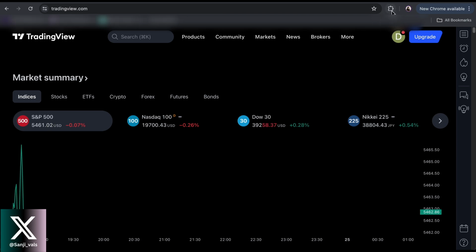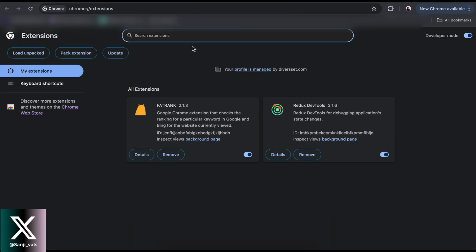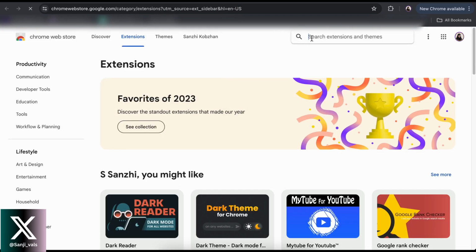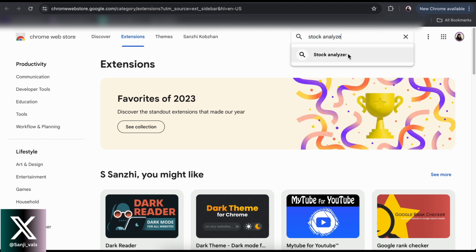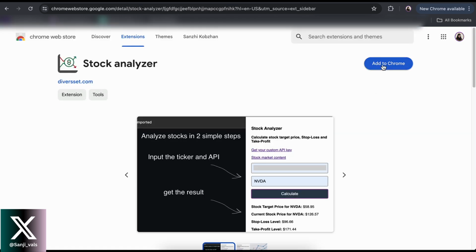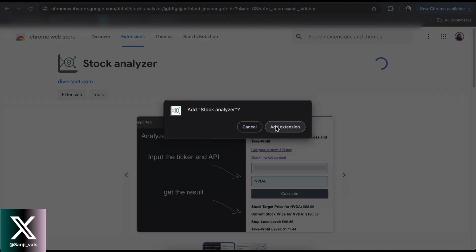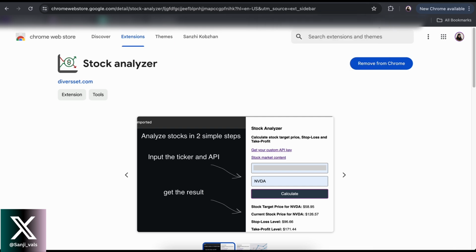First, you go to the extensions. Well, it's not really an application, it's an extension. Go to manage extensions and then go to Chrome Web Store. In Chrome Web Store, you input the name of the extension. It's called Stock Analyzer. As you can see, Stock Analyzer over here. This is the extension that you need to install. Just click on it, press Add to Chrome, Add Extension. It is adding your extension. Yeah, and your extension has been added.